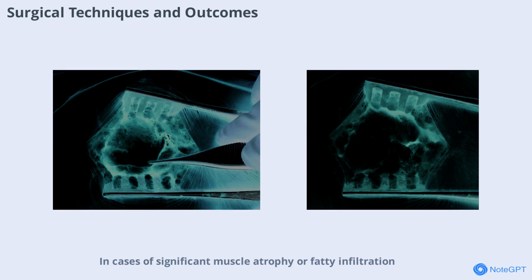In cases of significant muscle atrophy or fatty infiltration, muscle transfer procedures such as gluteus maximus or vastus lateralis transfer are considered salvage options. Studies show that both open and endoscopic repairs can improve pain and function, but open techniques may have a higher complication rate.